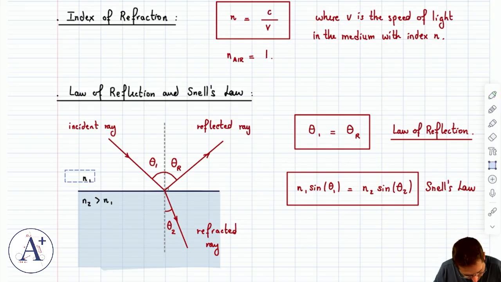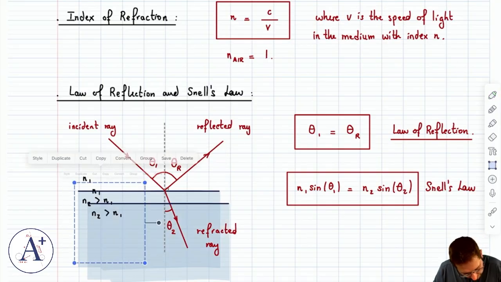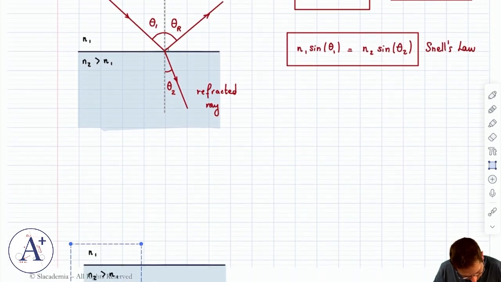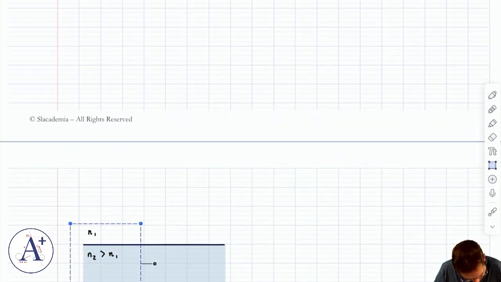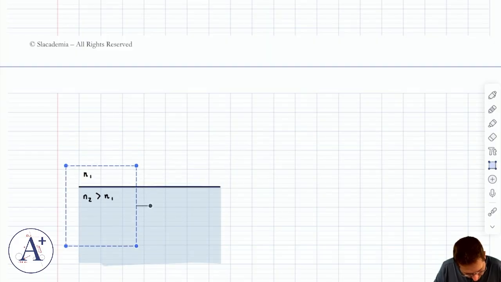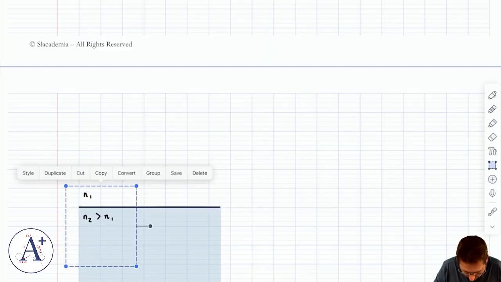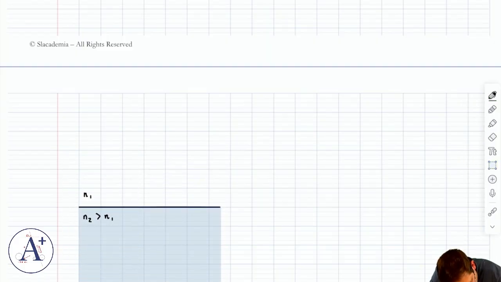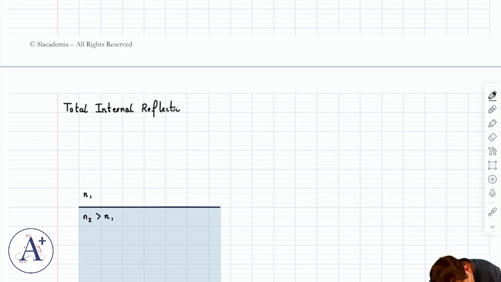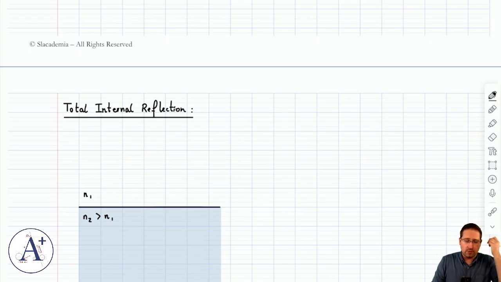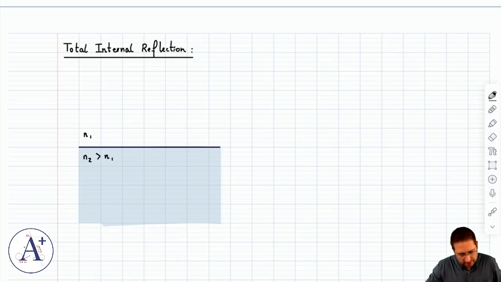So I'm going to borrow this, make a copy here. Actually, we'll go down here to have some room. And let's talk about total internal reflection. Now this is a really important property because it's what tends to be on exams, since it's at least a little bit more interesting than just plugging and chugging n1 sine theta 1 is n2 sine theta 2.